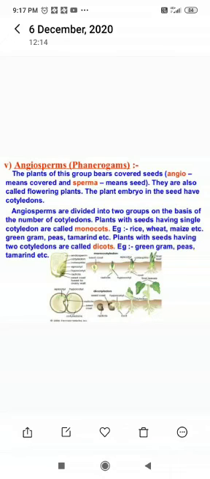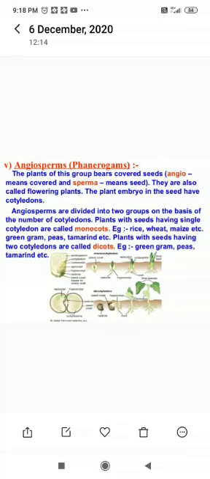So here angiosperms can be divided into two groups based on the number of cotyledons. One is monocots and the second is dicots. The plants with seeds having a single cotyledon are called monocots. Examples: rice, wheat, maize, green gram, peas, tamarind. So these are the examples for monocots.